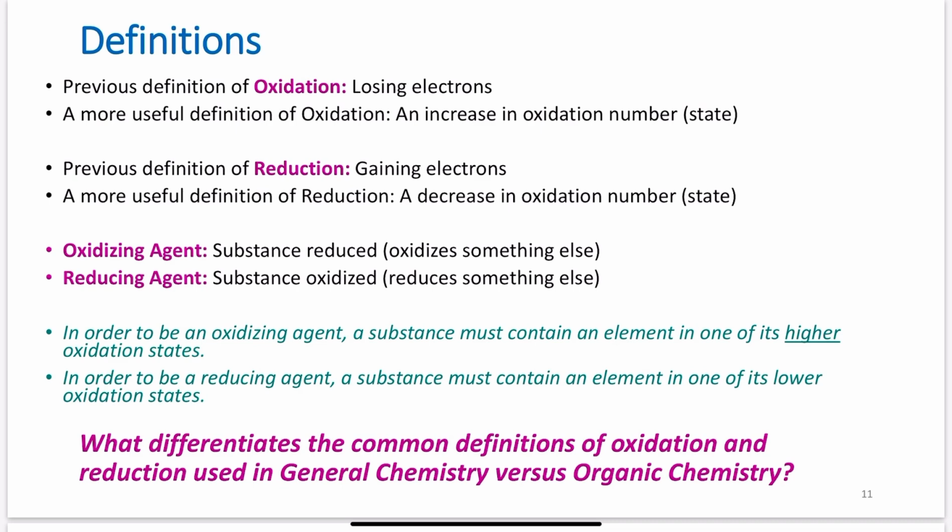So, the previous definition of oxidation is losing electrons. A more useful definition of oxidation, though, is an increase in oxidation number or oxidation state. The previous definition of reduction is gaining electrons. A more useful definition of reduction is a decrease in your oxidation number or oxidation state.